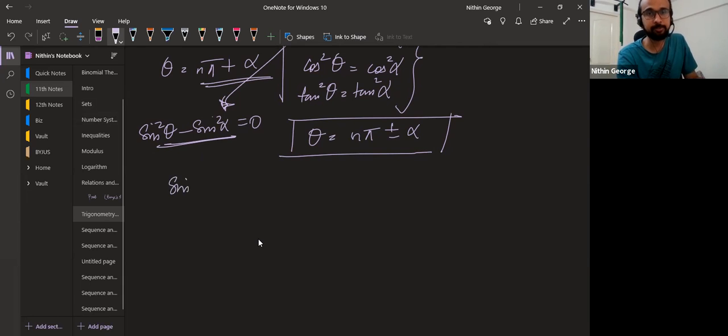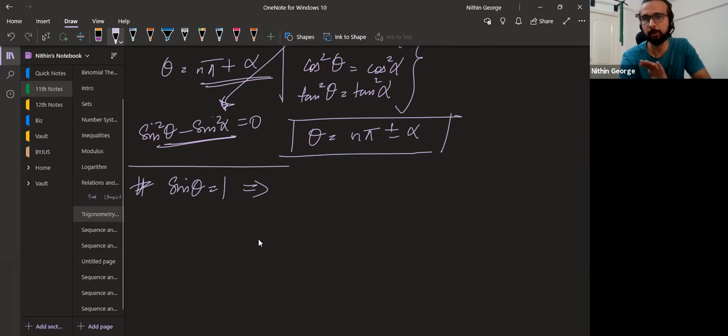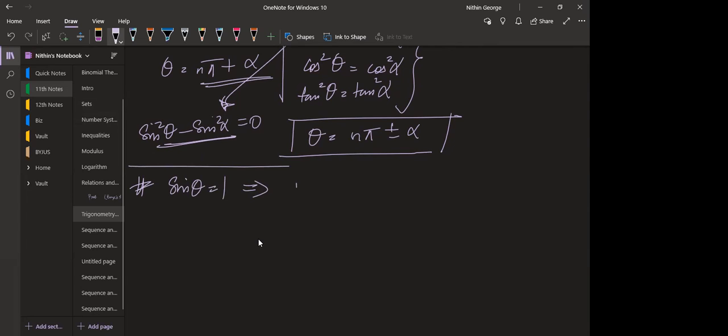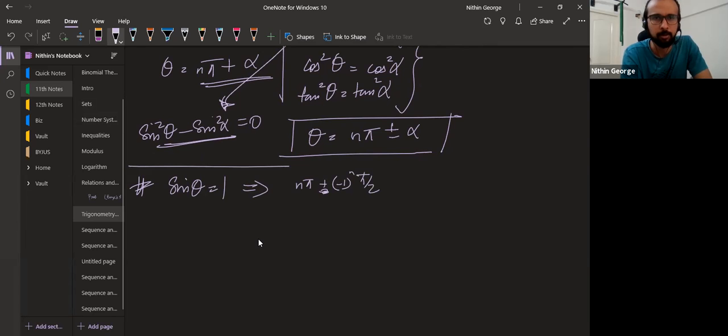So if someone tells you sine theta is equal to 1, what's the general solution? Sine theta equal to 1, what is the general solution? n pi plus minus 1 power n pi by 2. That's minus 1 power n pi by 2. You don't need to do all that. There's another way to remember this.